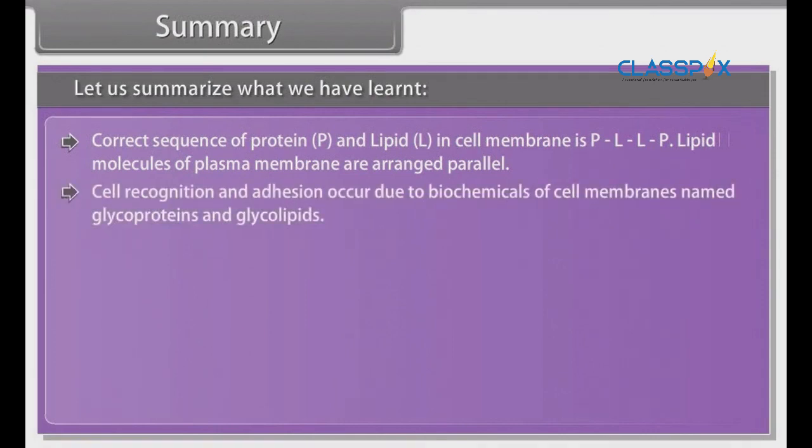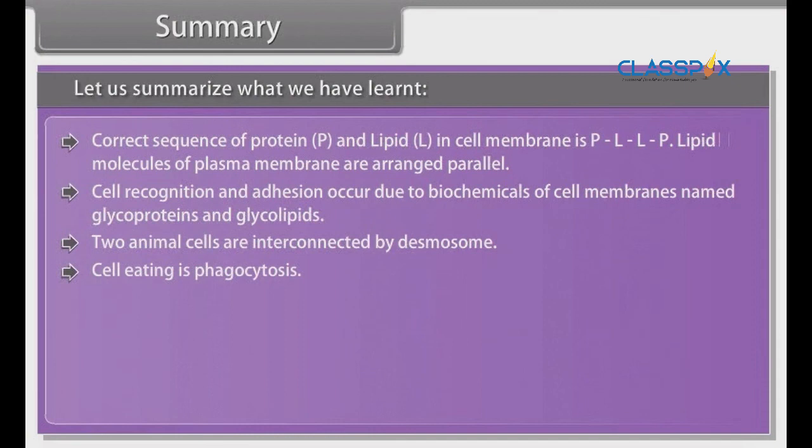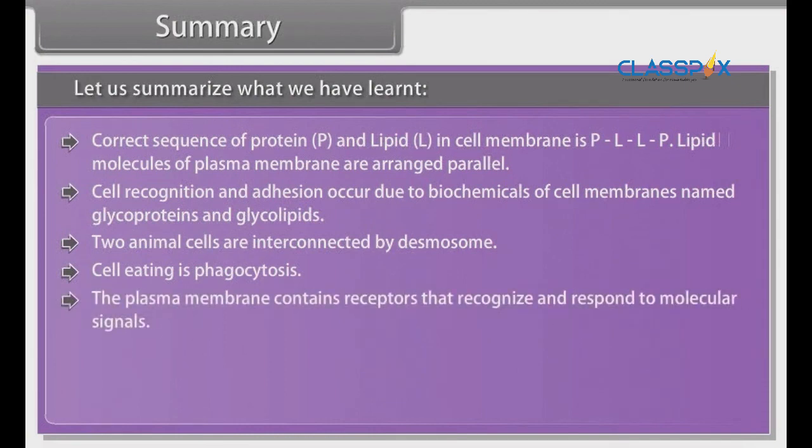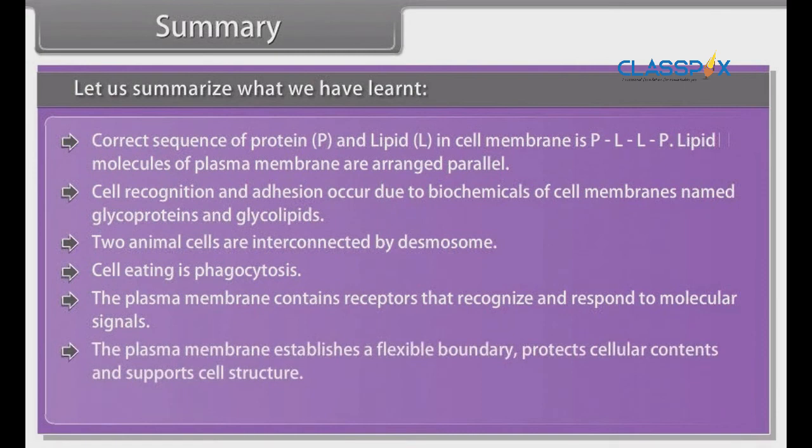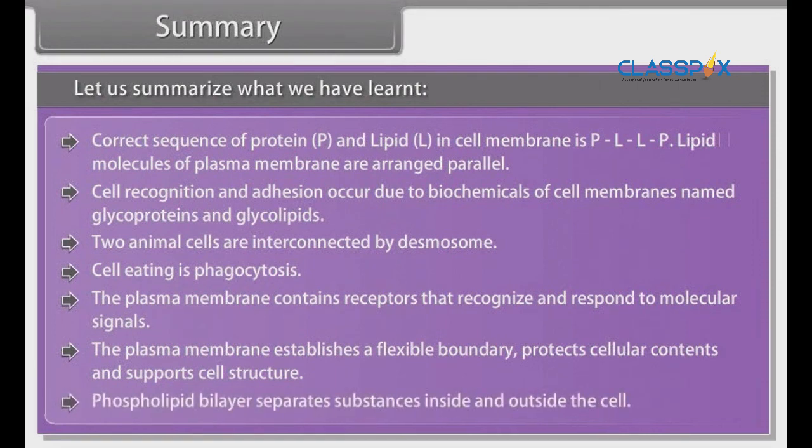Cell recognition and adhesion occur due to biochemicals of cell membranes named glycoproteins and glycolipids. 2 animal cells are interconnected by desmosomes. Cell eating is phagocytosis. The plasma membrane contains receptors that recognize and respond to molecular signals. The plasma membrane establishes a flexible boundary, protects cellular contents and supports cell structure. The phospholipid bilayer separates substances inside and outside the cell.